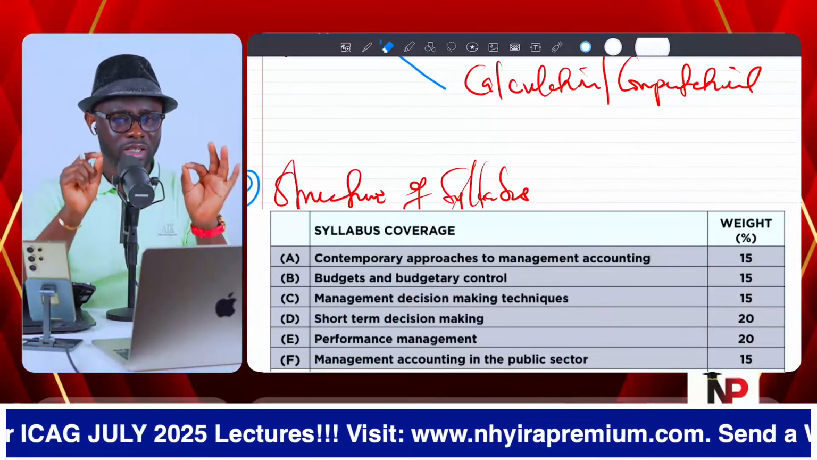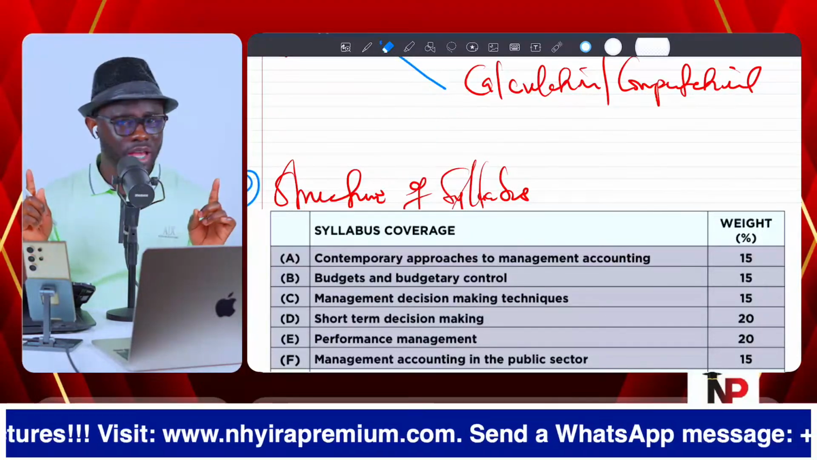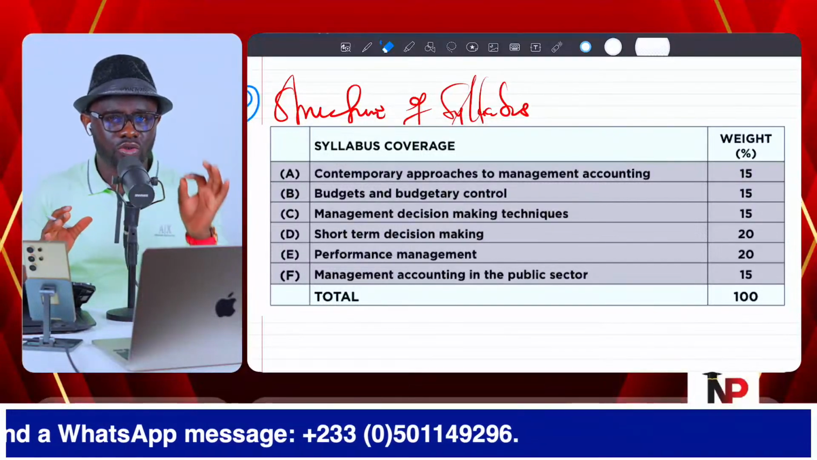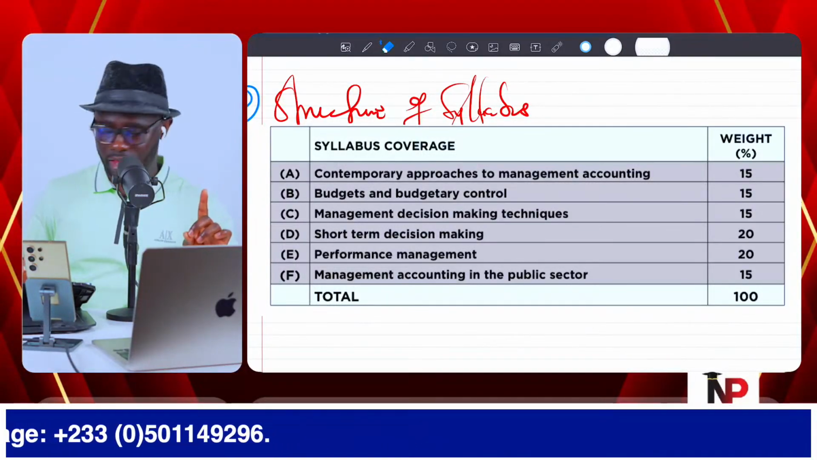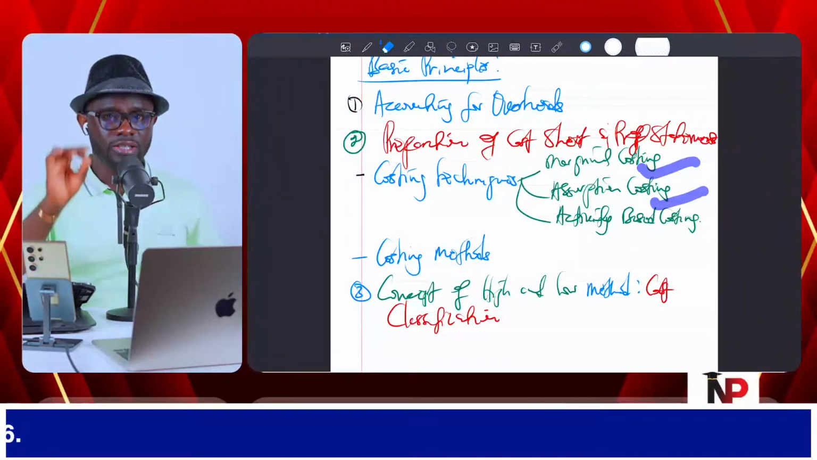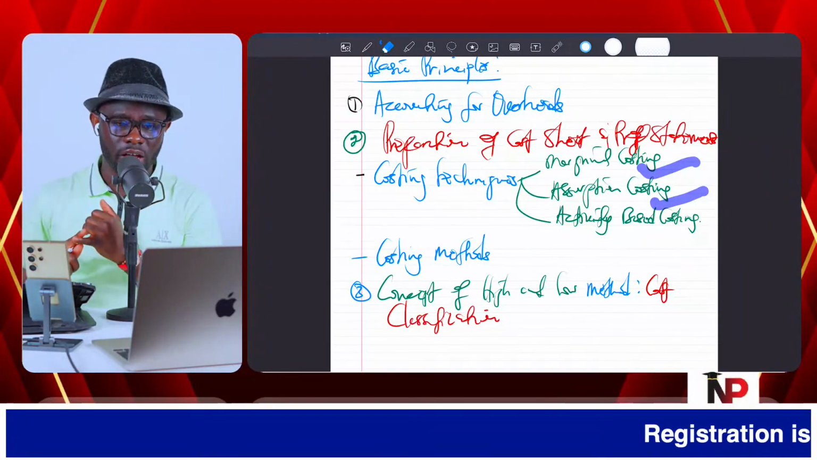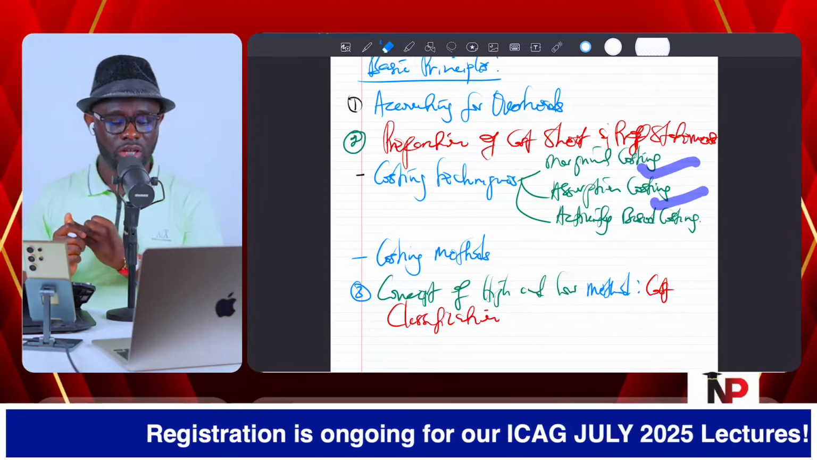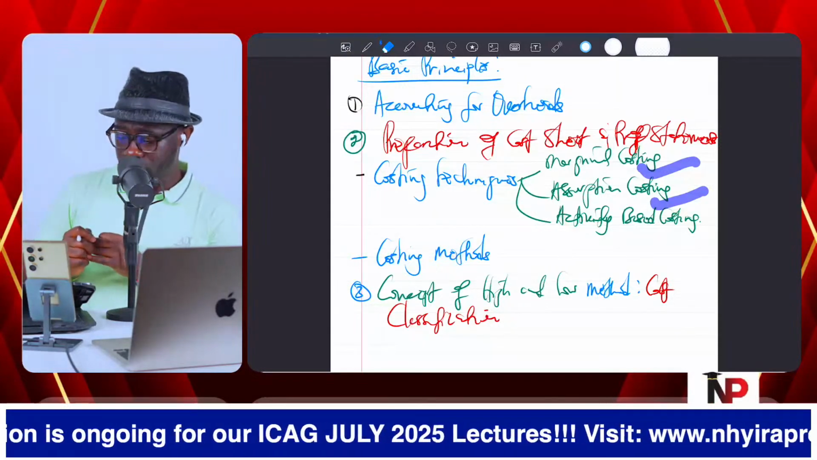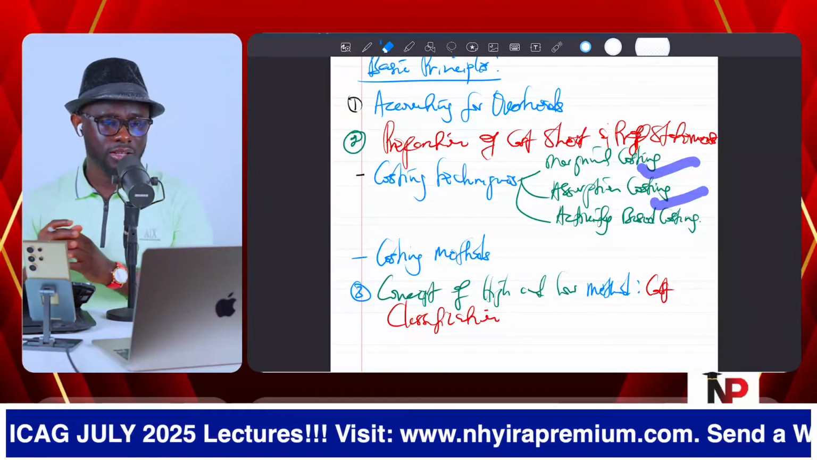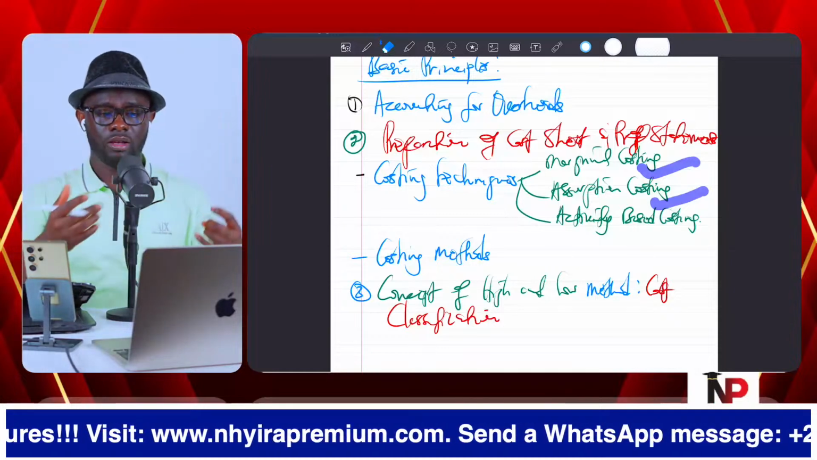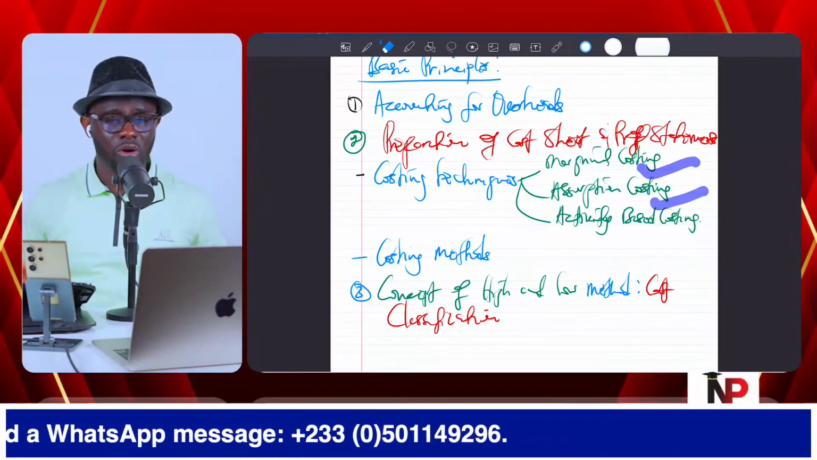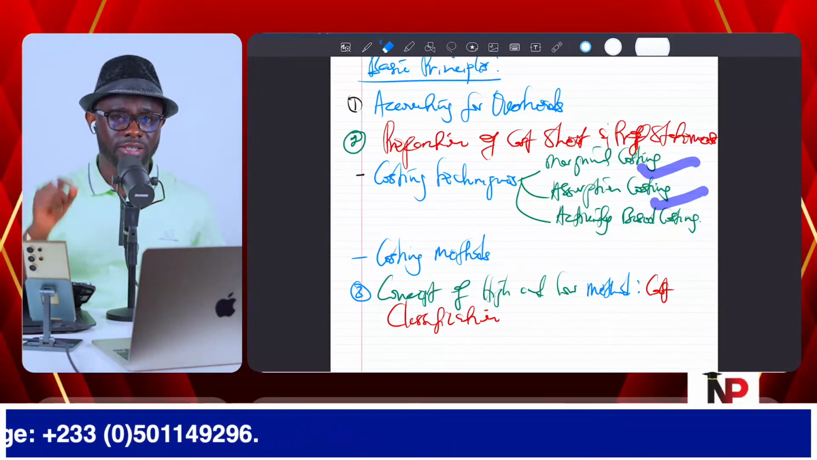So to pass the management accounting examination, I don't care who you are, you must make sure before you get excited into anything in the syllabus directly, you want to make sure you understand these topics: accounting for overhead, preparation of the cost sheet or the cost card, application of the marginal costing, absorption costing, and activity-based costing. Then certainly the issue in respect of the cost classification and application of the high and low method. That is important. You must understand this.